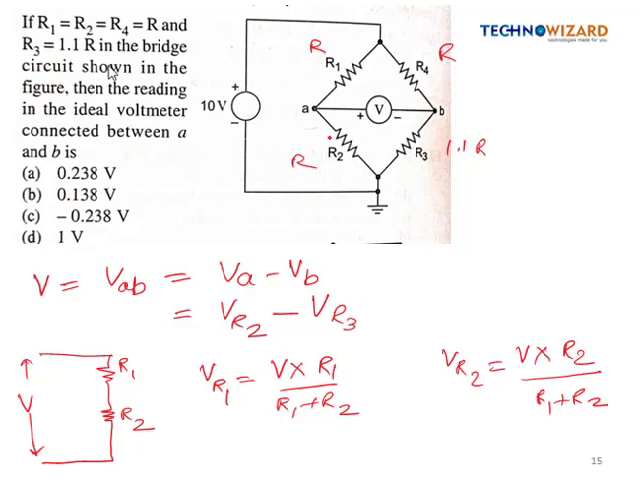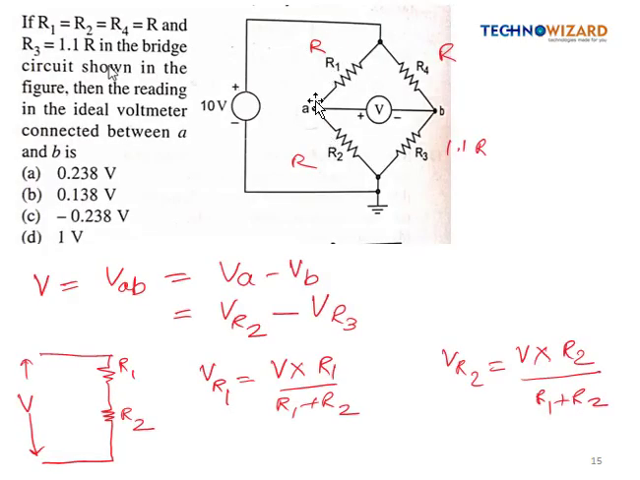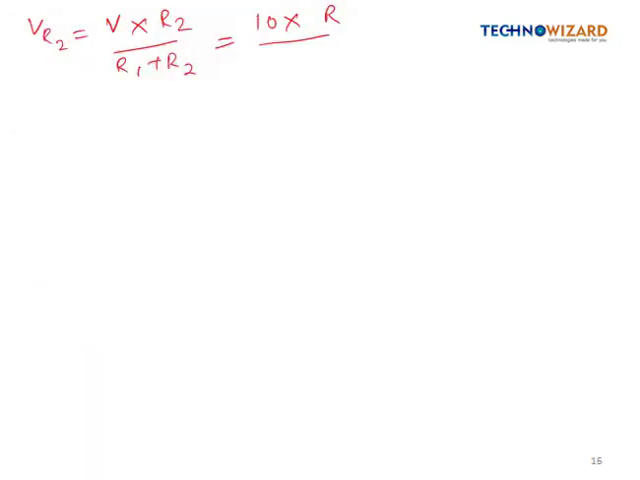So here we can find out the value of V of R2. So V of R2 will be equal to total voltage, which is 10 volt, into resistance R2 divided by R1 plus R2, right? So voltage is 10 volt, resistance is R, divided by R1 and R2, both are R, right? So it will be R plus R, so it will be 10R divided by 2R, right?